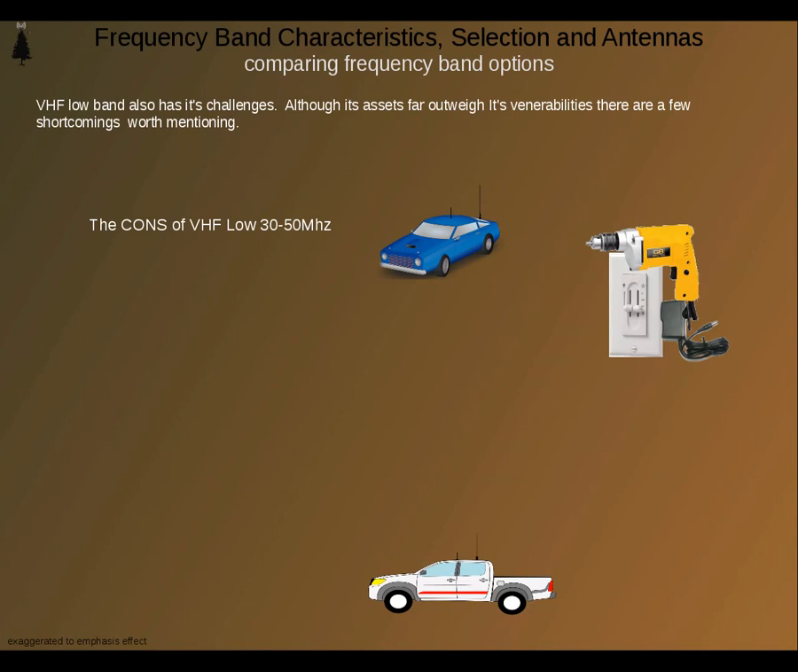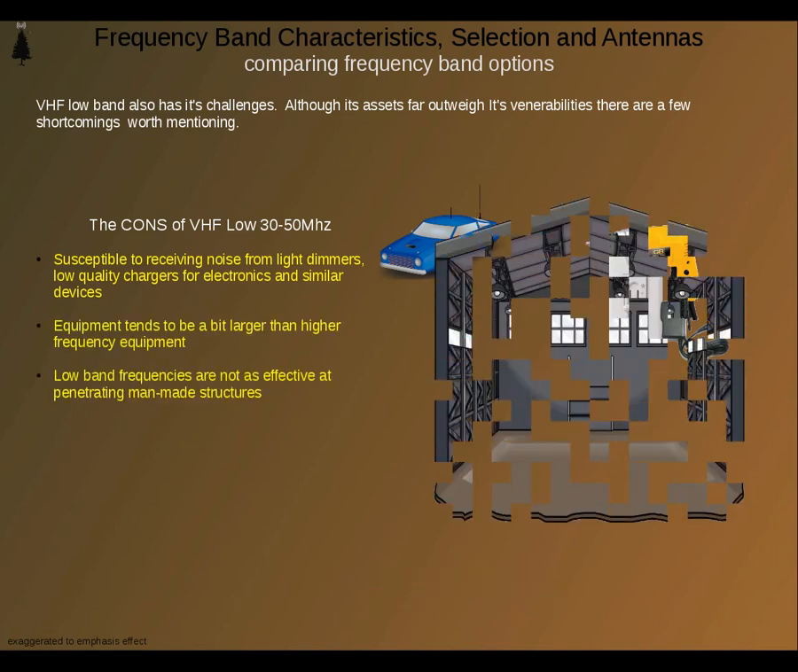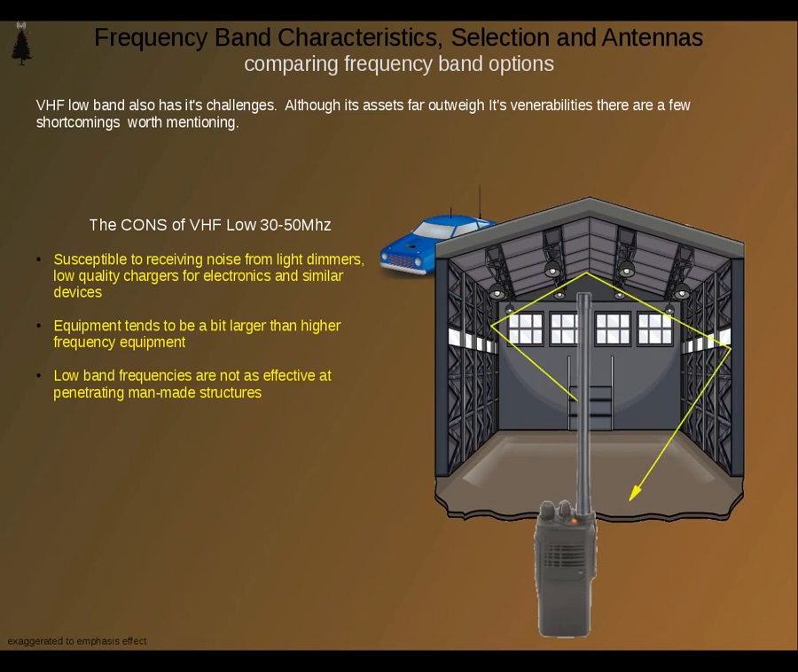The VHF low band also has its challenges. Although its assets far outweigh its vulnerabilities, there are a few shortcomings worth mentioning. Low band is more susceptible to receiving noise from light dimmers, low-quality chargers for electronics, and similar devices. Equipment tends to be a bit larger than higher frequency equipment. Low band frequencies are not as effective at penetrating man-made structures. Antennas tend to be larger than higher frequency antennas due to larger wavelengths of the frequency range.